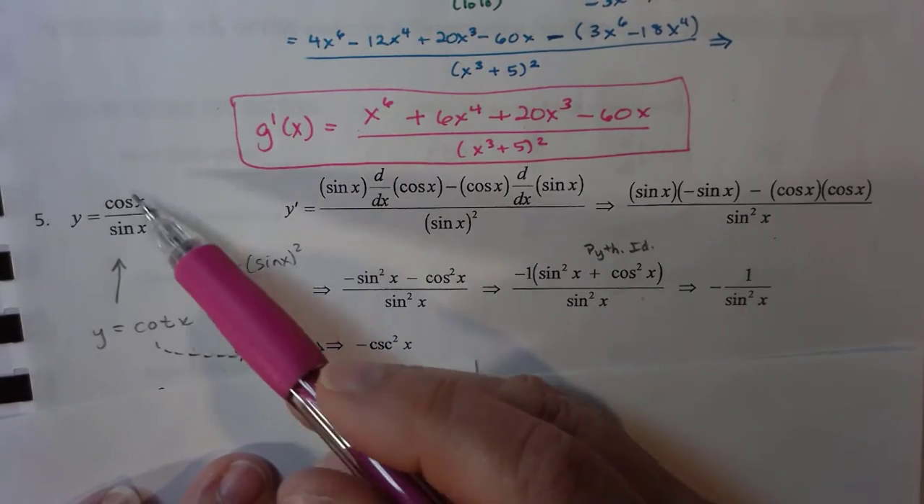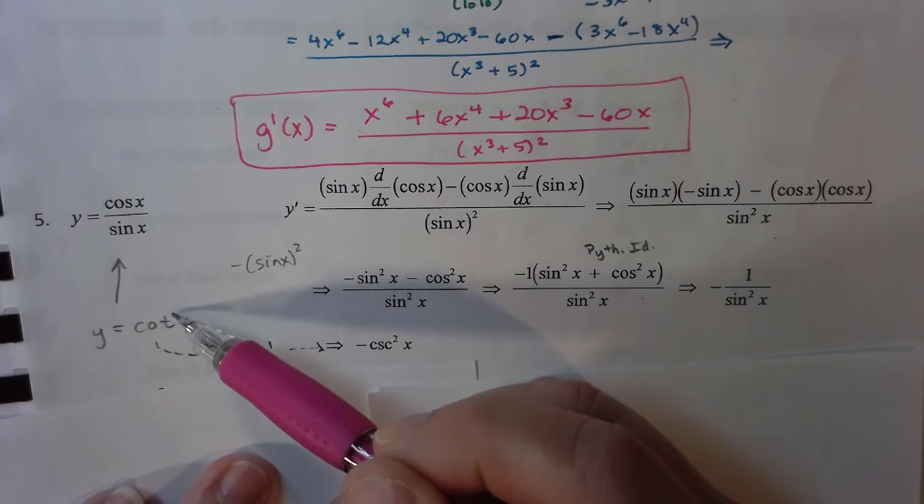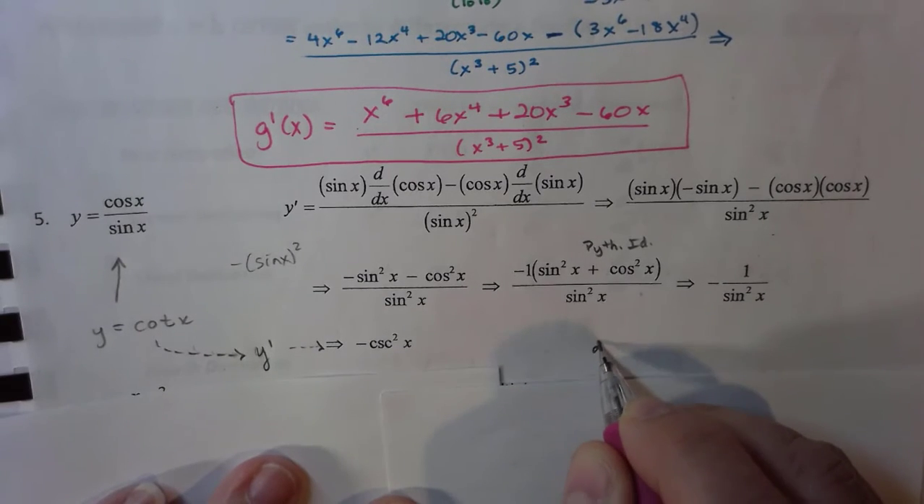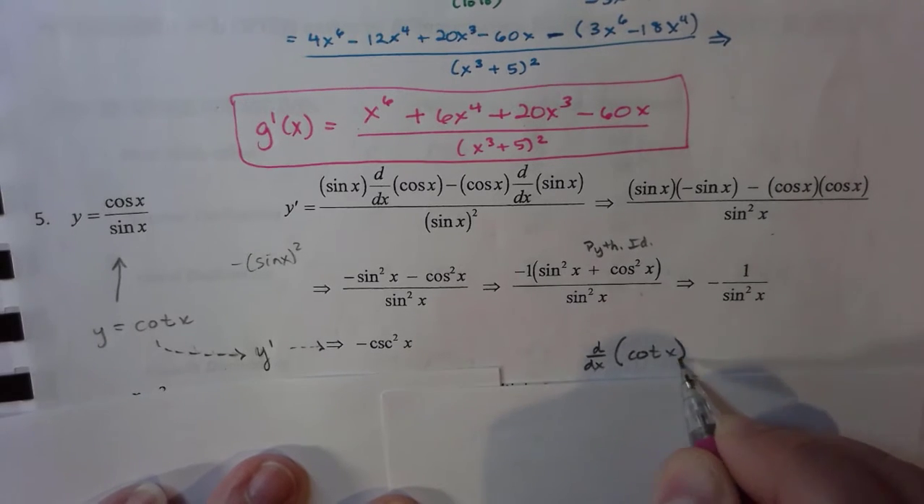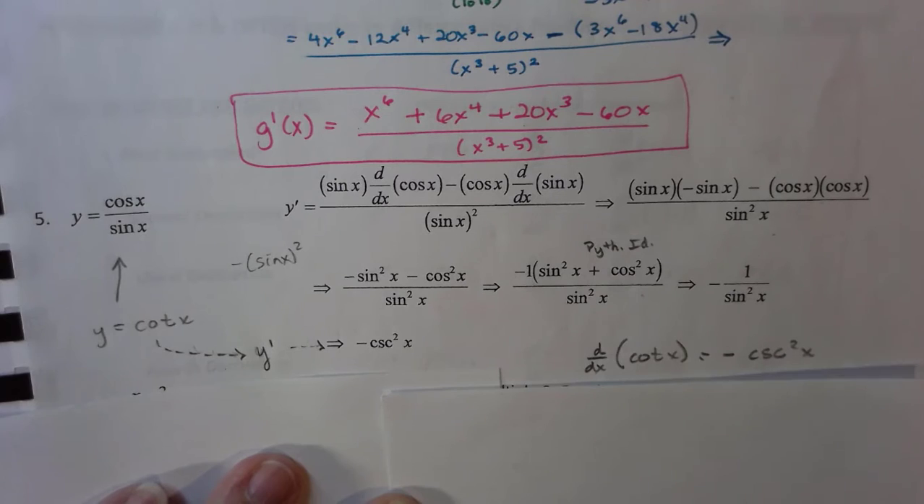If we go back to the problem, notice that cosine of x over sine of x is actually cotangent of x. So what we just did was found that the derivative with respect to x of cotangent of x is actually negative cosecant squared of x. That is pretty cool.